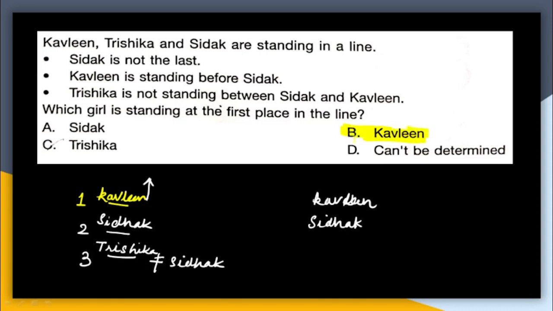How did we find that out? It was very clearly given that Siddhak is not the last. So Siddhak cannot come in the third position. Siddhak either has to be in the first position or in the second position. And it was also given that Kavleen is standing before Siddhak. So that's how we got that Kavleen is the one who is standing first in the line. Next question.